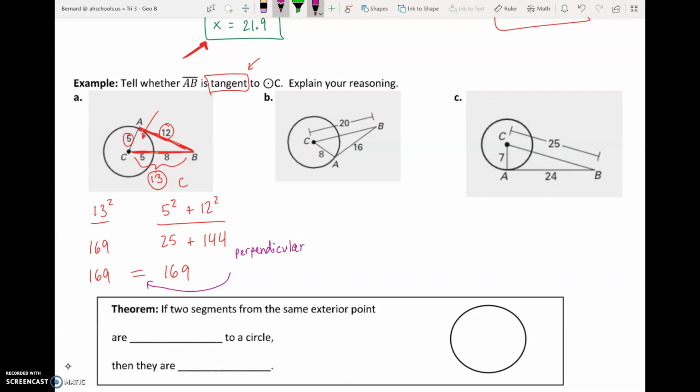They are perpendicular. And because they're perpendicular, we know it had to be a tangent. So we know, yes, AB is a tangent line. Now, let's keep going. All right, so next problem.